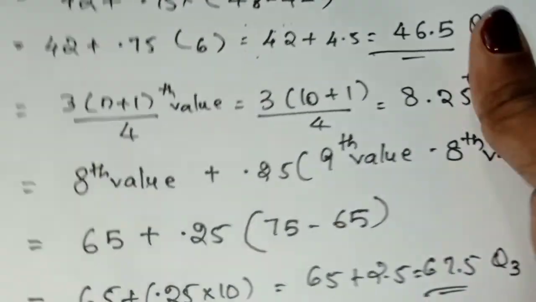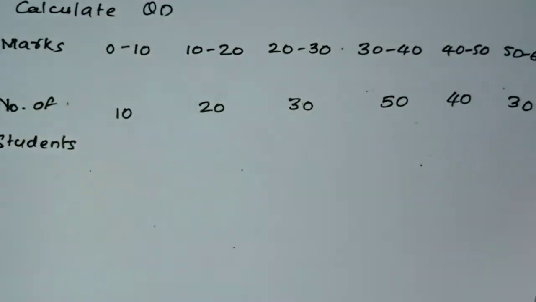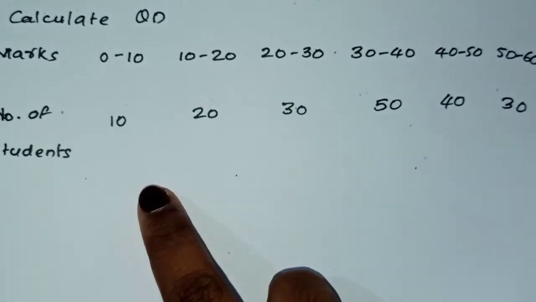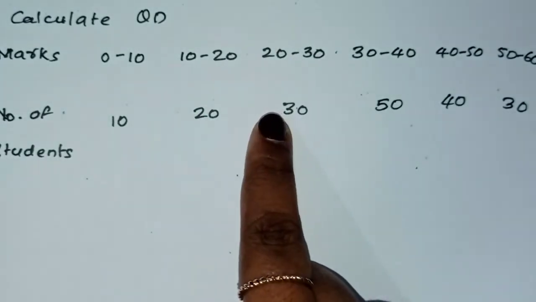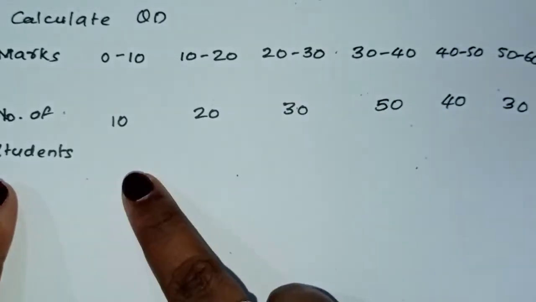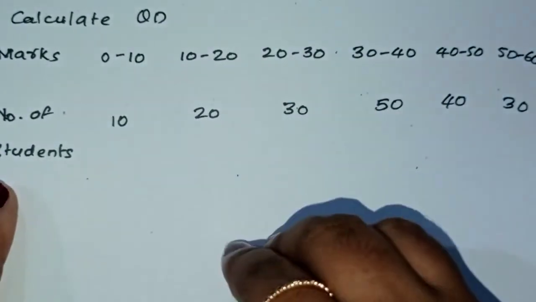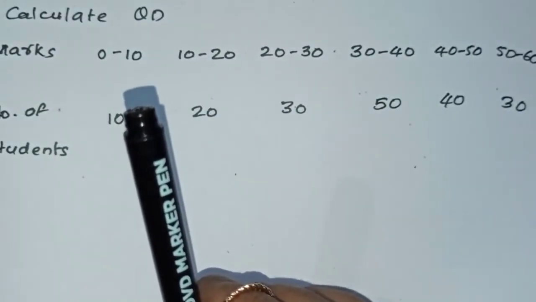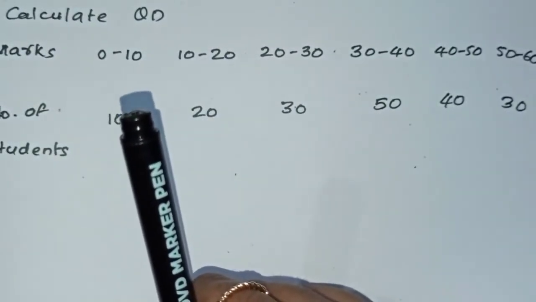Now let's move on to the next question. Now here we are going to calculate quartile deviation for grouped data. Okay, so we have some values here and we have the number of students. We are going to calculate the grouped data value. For that, first I'll just rearrange the question.